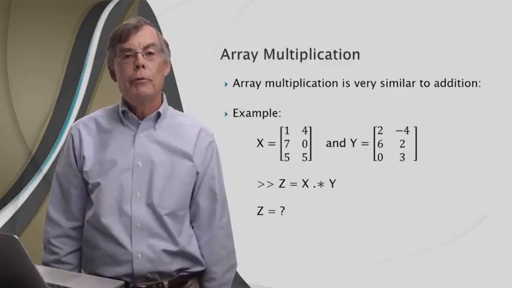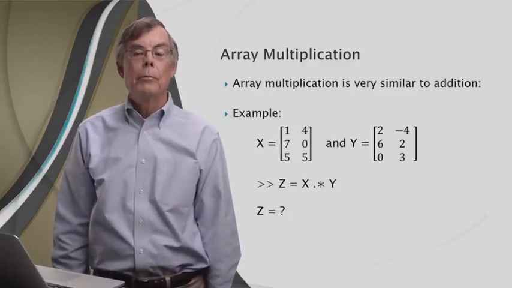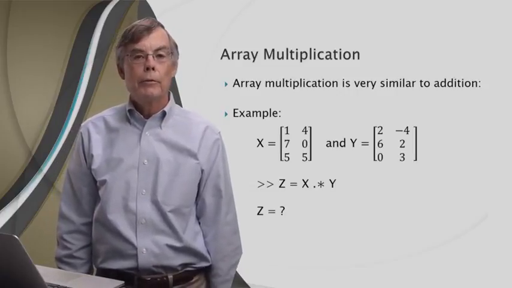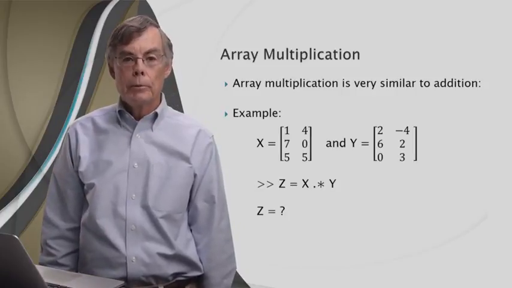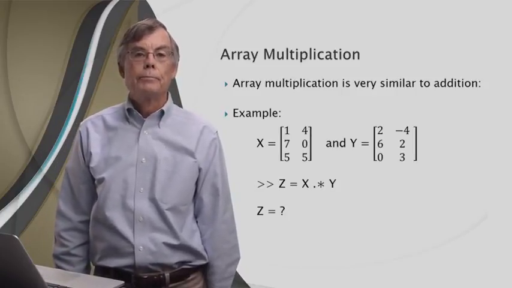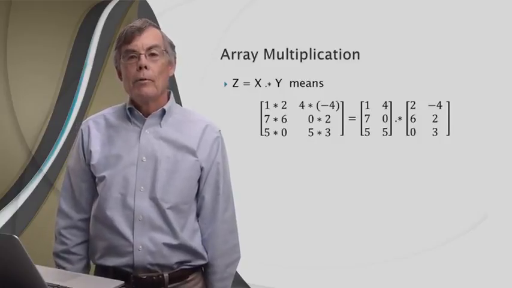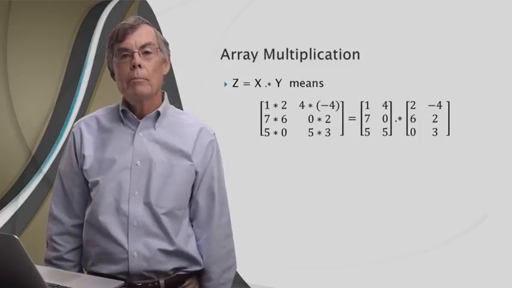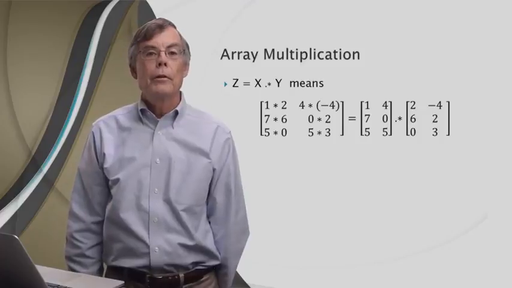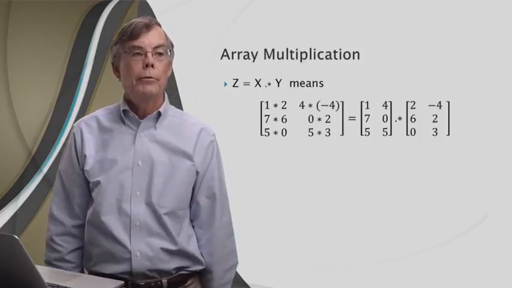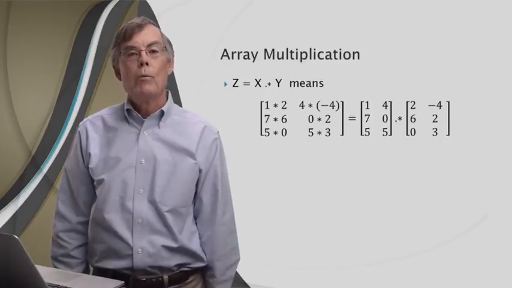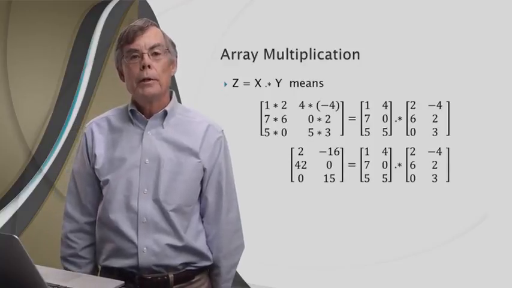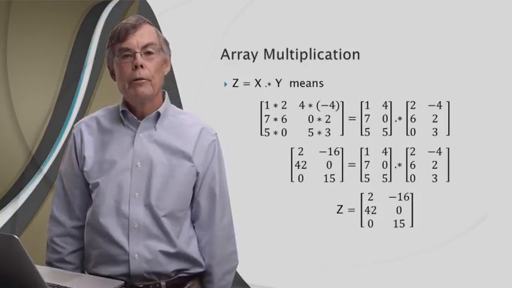You may wonder why we don't just use the regular asterisk, which is the traditional symbol for times. That's because the asterisk alone is reserved for matrix multiplication, which is different from array multiplication. So what does z look like? On the right side, you see the same numbers you saw for array addition, but this time the operator is the dot star operator. On the left, the only difference is instead of plus everywhere, you see the asterisk, the times symbol. So we have 1 times 2, 4 times minus 4, and so on. You carry out all these multiplications, and you can see the result for z right here.